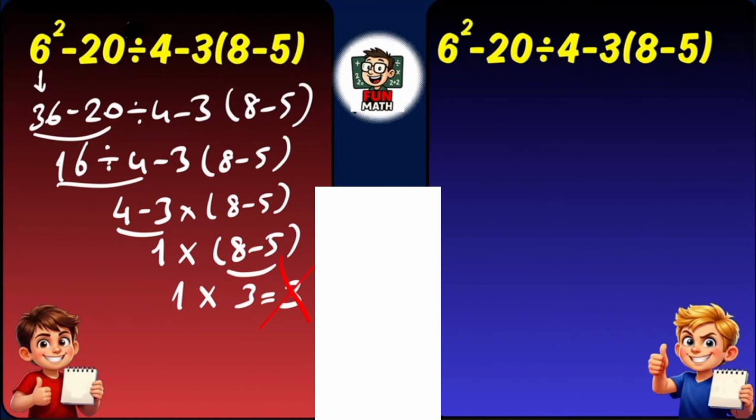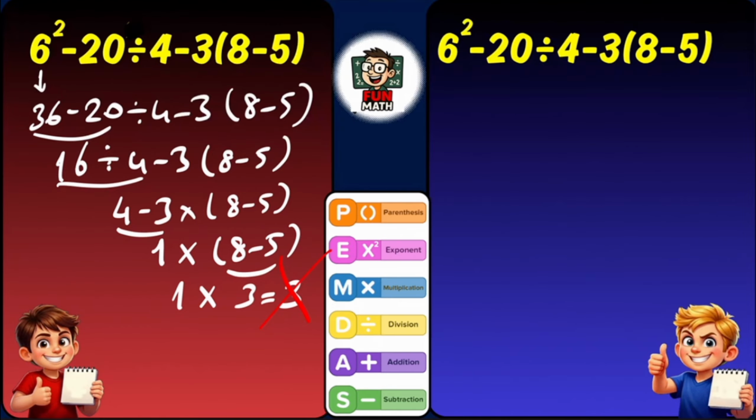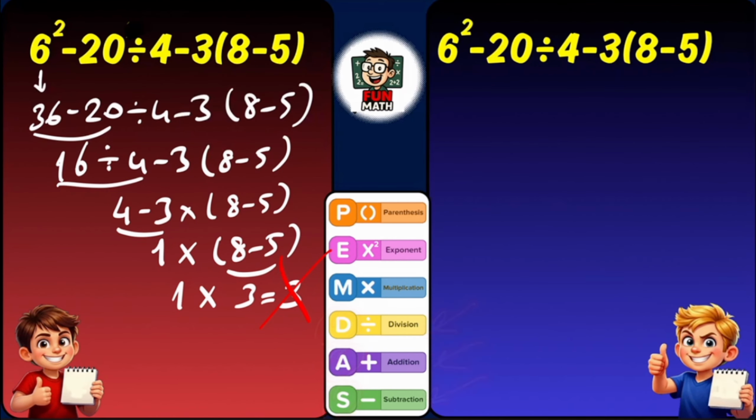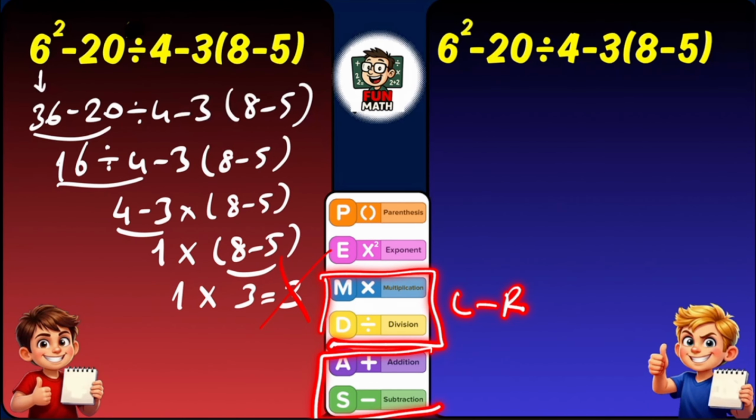The order of operations is coded as PEMDAS. P parenthesis, E exponent, M multiplication, D division, A addition, S subtraction. Okay. There is another rule: there is no order between multiplication and division. Operations are done from left to right. Similarly, there is no order between addition and subtraction. Operations are done from left to right.